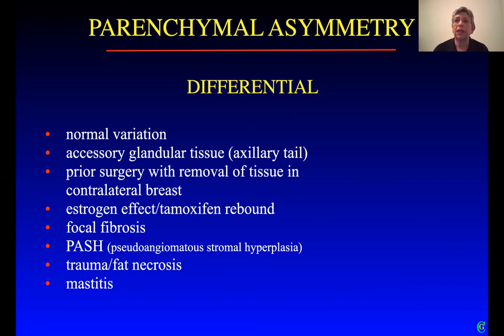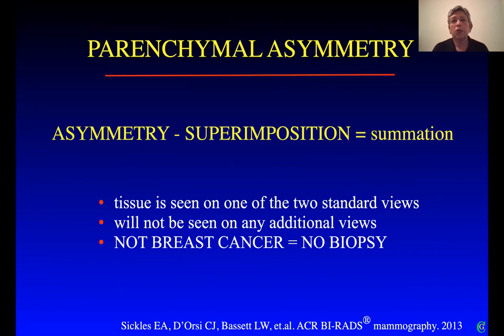fat necrosis, again, history is very important. And mastitis, what are the physical findings? Is the patient tender? Is there erythema associated with the area of parenchymal asymmetry? With respect to the malignancies, invasive lobular carcinoma, invasive ductal carcinoma, carcinoma in situ, and lymphoma very rarely can present as a parenchymal asymmetry. So let's first talk about asymmetry or superimposition or summation, if you will, of tissue.